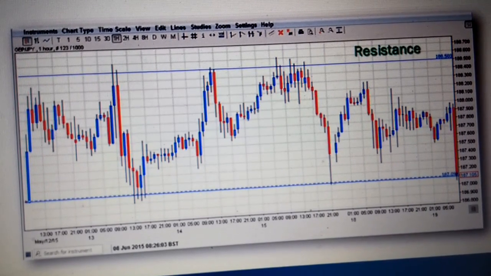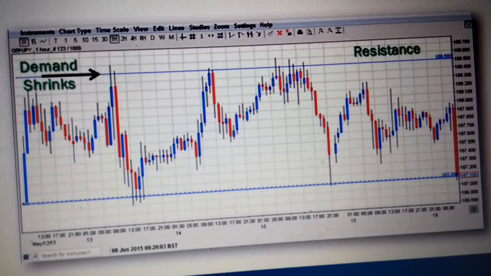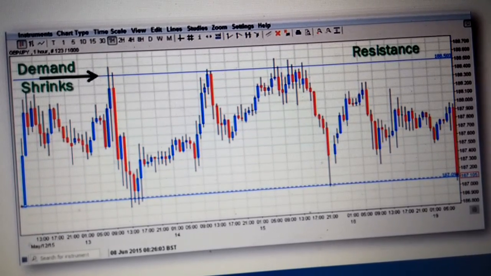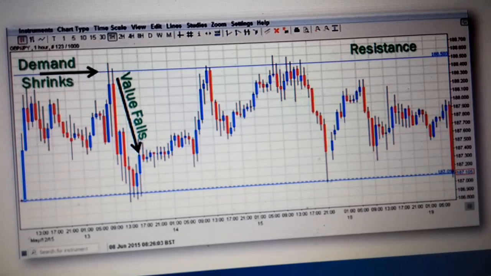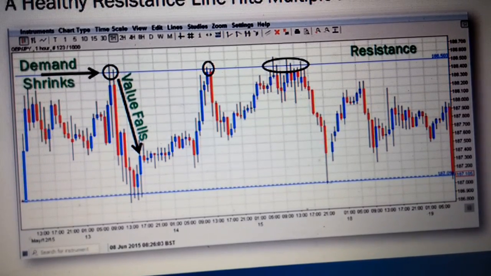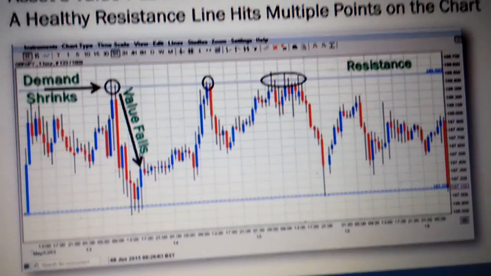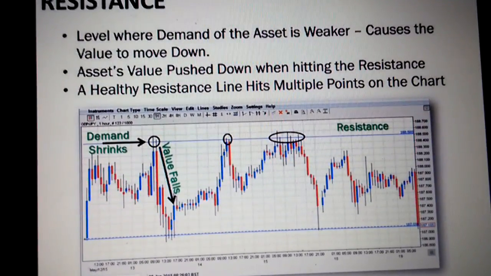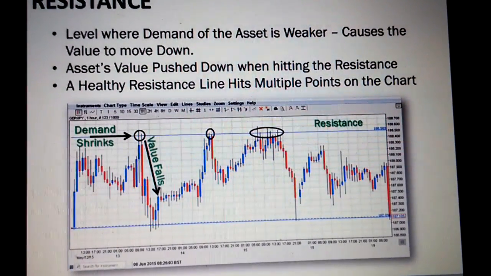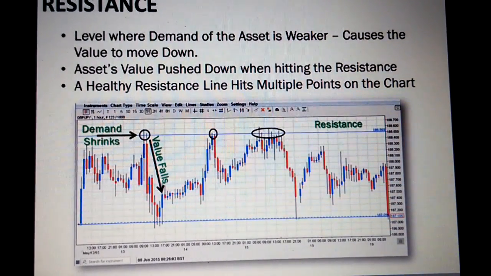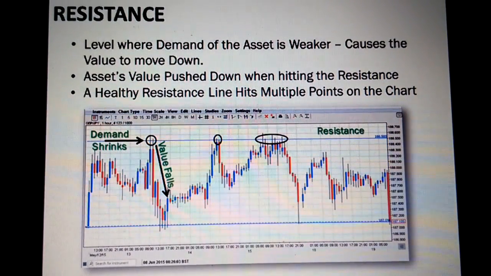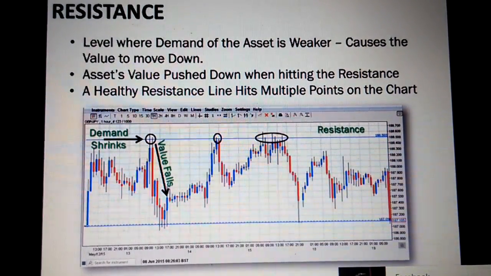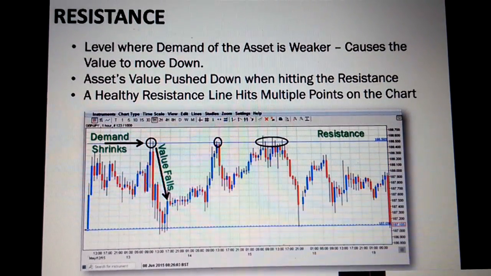Resistance is the opposite. If the value of the asset gets to a certain high value, it becomes less in demand and is generally pushed down from there. Again, a healthy resistance line hits multiple points on the chart. The more times a line hits points on the chart, the stronger that line becomes, and that price level becomes more concrete and defined.